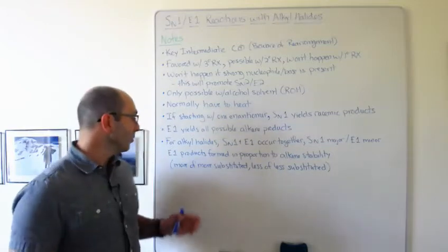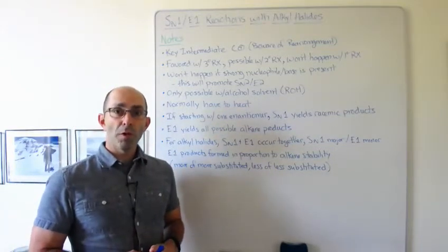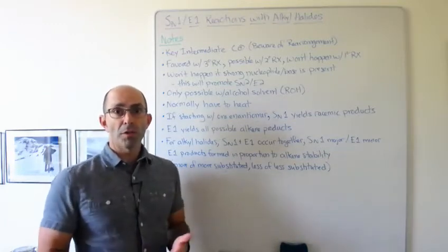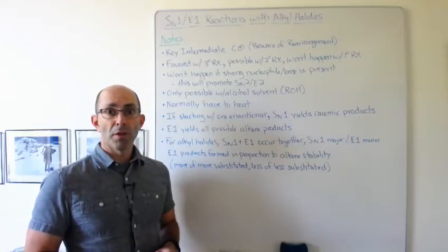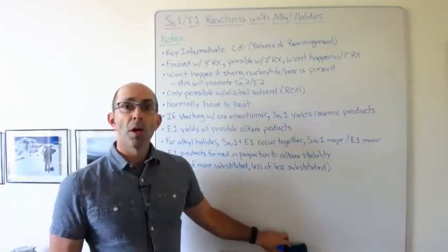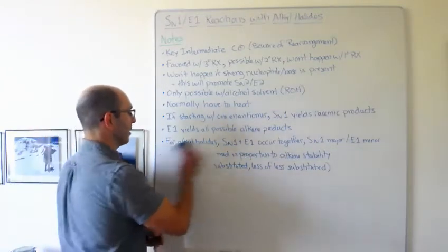So you're going to look at the alkene products you get from E1. The ones that are more highly substituted are going to form more. The ones that are less highly substituted you will form less of. So you have major E1 products and minor E1 products. All right, so let's do some examples and apply some of these rules to 3 different examples.